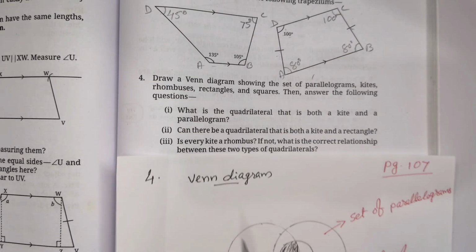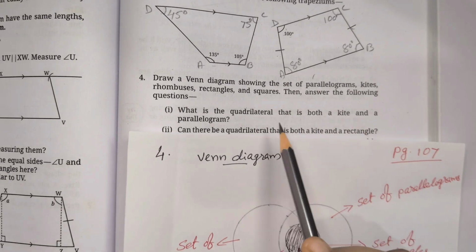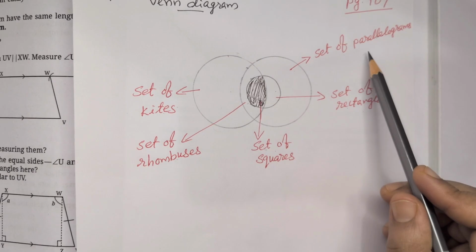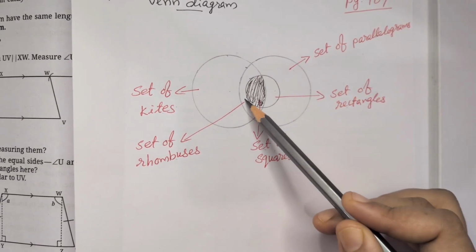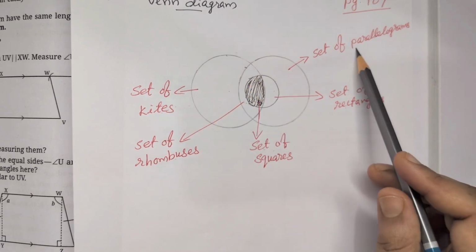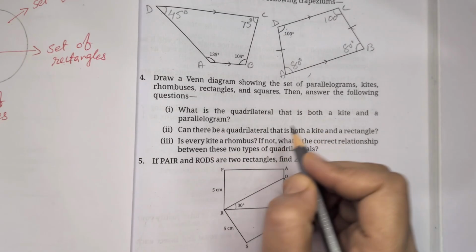Now the first question here, what is the quadrilateral that is both kite and parallelogram? Kite and parallelogram. Now we can see the rhombus is coming in both. Rhombus is coming in both kite and parallelogram. So we can write the answer for that, rhombus.